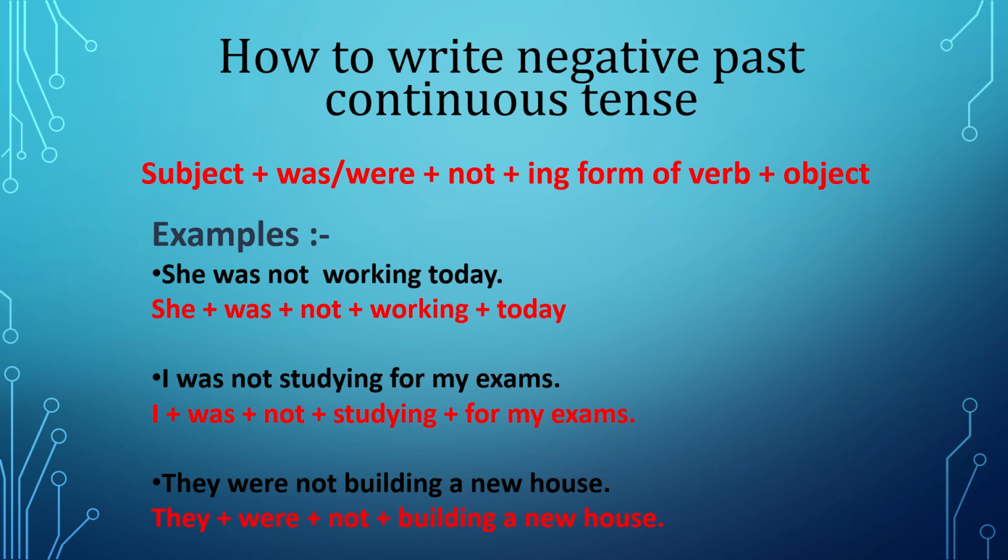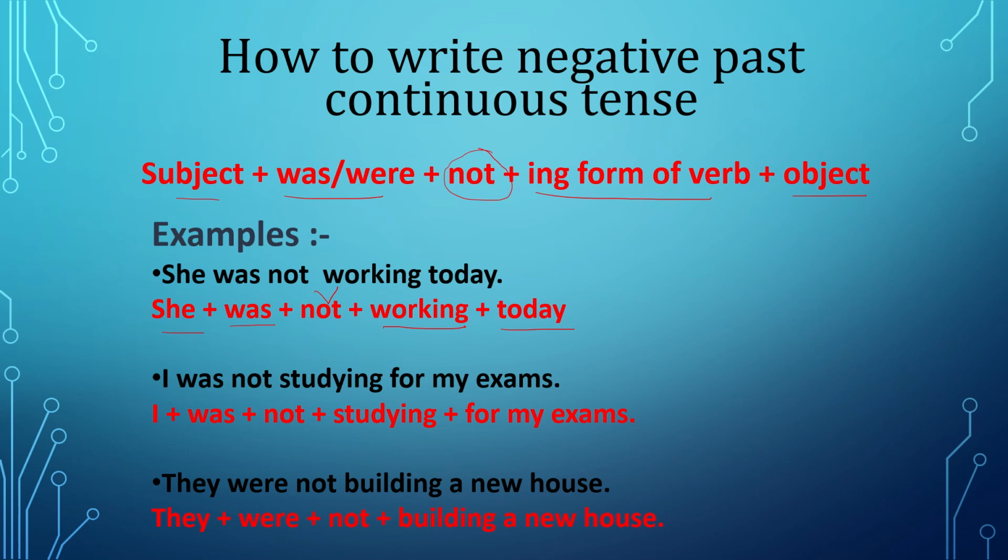Now, how to write the negative form of the past continuous tense. The syntax is very simple. Subject, then the helping verb, was or were, and we will add not in order to convert the positive sentence into the negative form. Then the ing form of the verb and then the remaining sentence. Simply we will have to add not here. She was not working today. She is the subject, was is the helping verb, and not is added in order to convert the sentence into the negative form, then the ing form of the verb, then the remaining sentence. So this is the negative form of the past continuous.